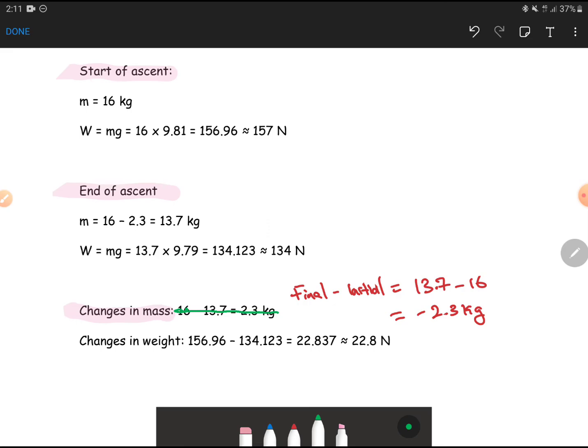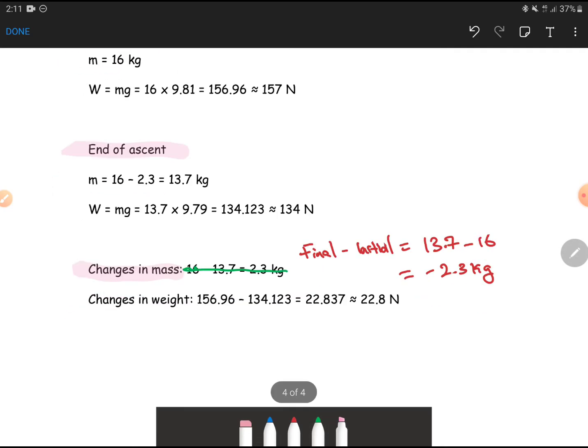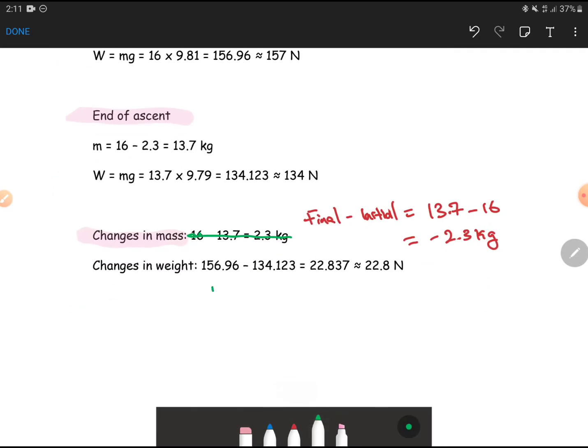And the change in weight, of course, same thing. We should take final minus initial. So your final weight, let's label it as weight final, F for final, minus the weight initial. It should be the other way around. So it's 134.123 minus 156.96. You notice that when I'm doing my working, I tend to use the rough values rather than the rounded off values because that is more accurate. And you should get the same thing except that it's negative, so negative 22.8 newtons if I'm not wrong.